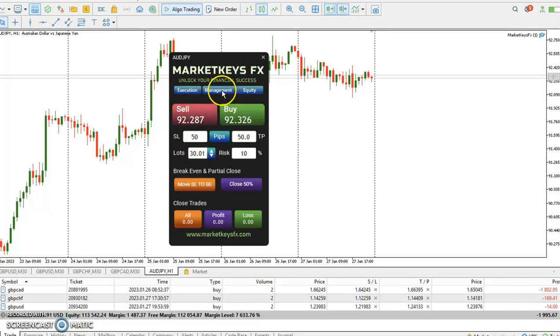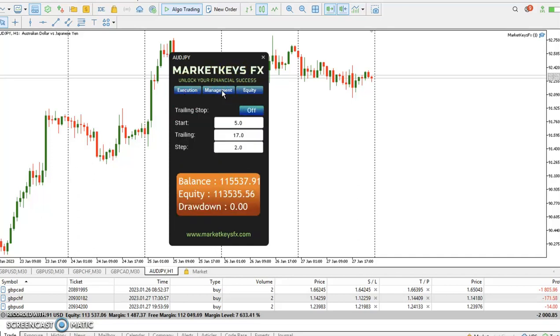Now let's look at the management panel. The management panel is where you have your trailing stop, right? And yeah, you can choose to use this or not, because let's be honest, sometimes you have to leave your trades, right? But yeah, you don't want to just get up and leave them like that. You want to be able to manage them. So this is our trailing stop loss system. You can edit this however you want.